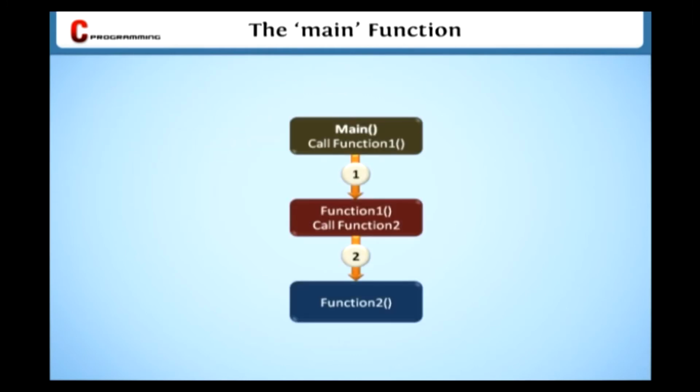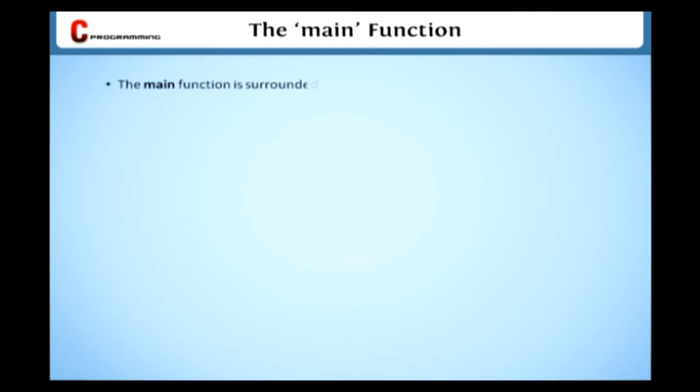The main function will usually call other functions, both from the same program and from libraries, to carry out its work. The fact that the main function is surrounded by curly brackets is how we know that it is the main function. The main function has two parts.